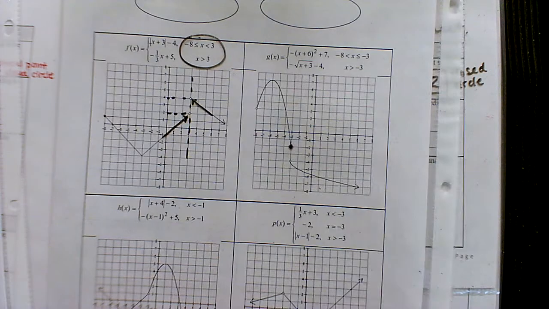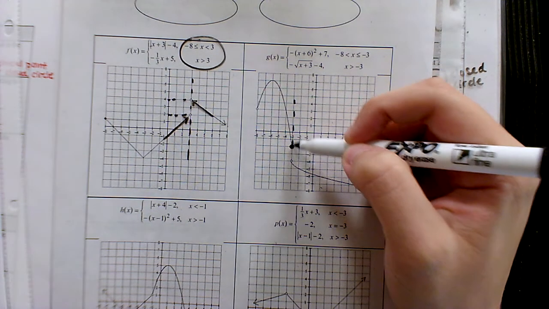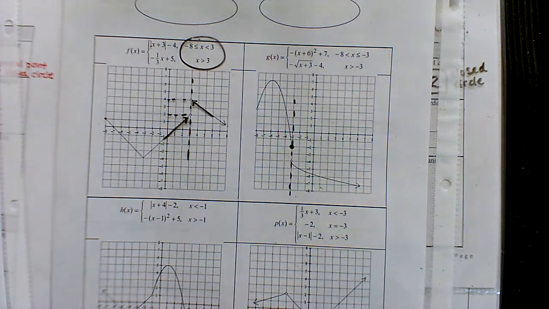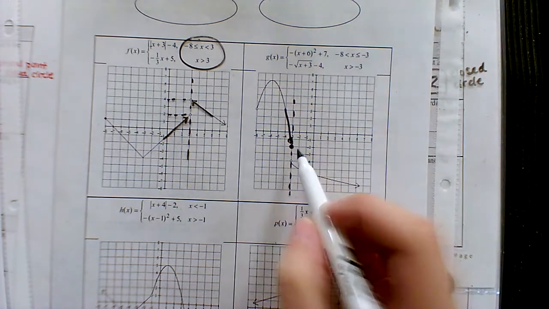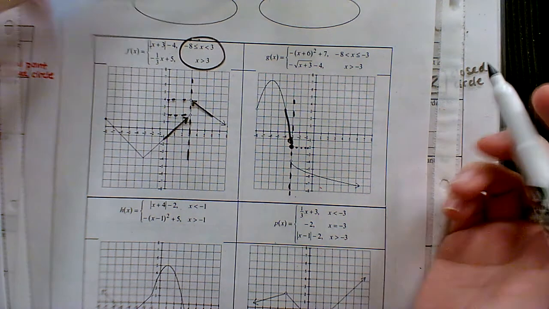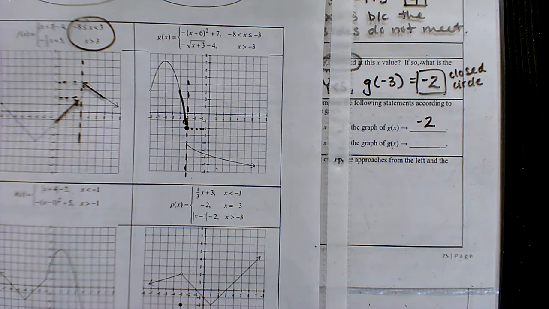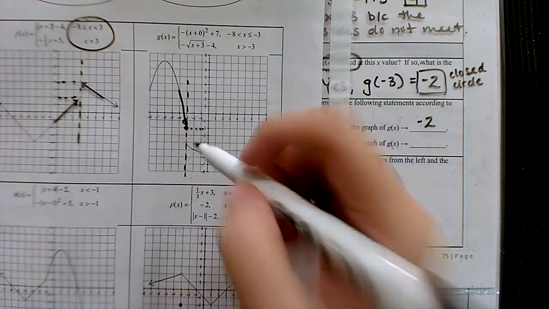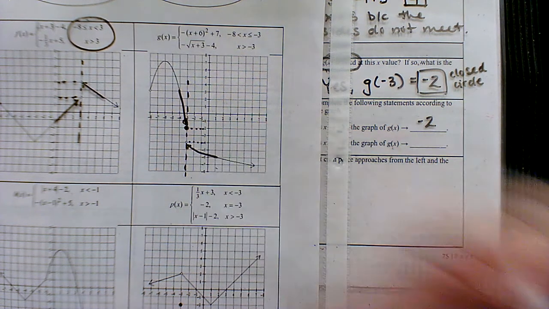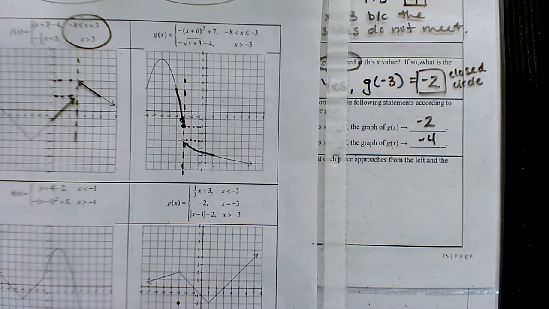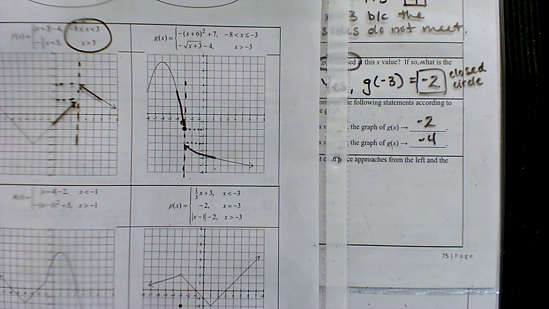Okay, so take a look at your graph. Find that negative 3 location on x. If you trace the left-hand graph, it looks like you're getting closer to a height of negative 2. And if you trace the right-hand graph, it looks like you're getting closer to a height of negative 4. Again, open circle, closed circle doesn't matter. We're just concerned with what we are getting closer to.